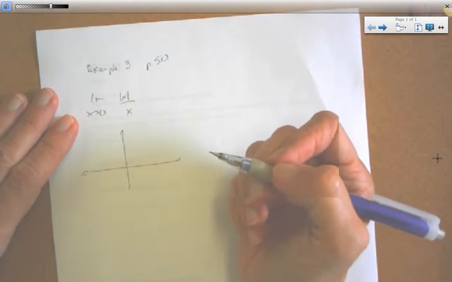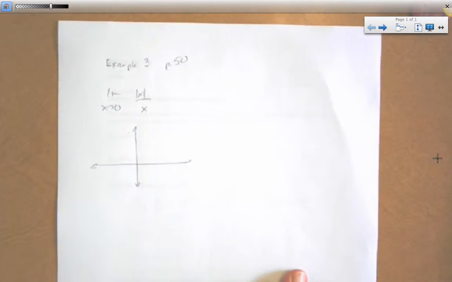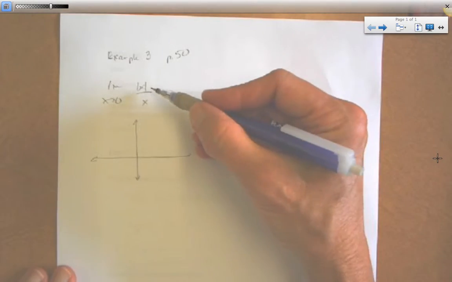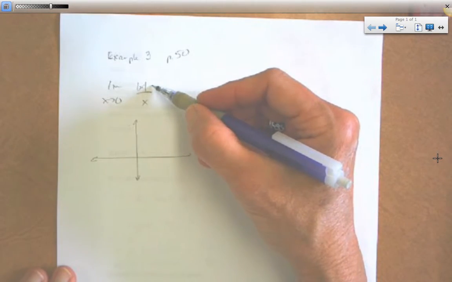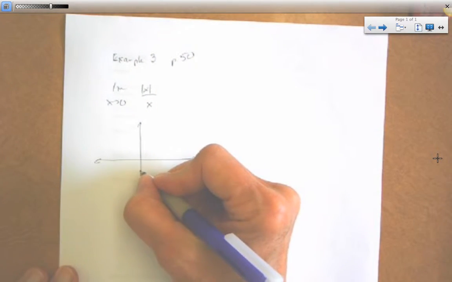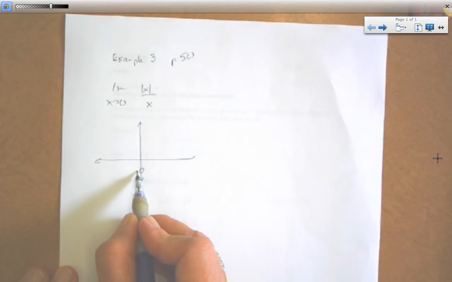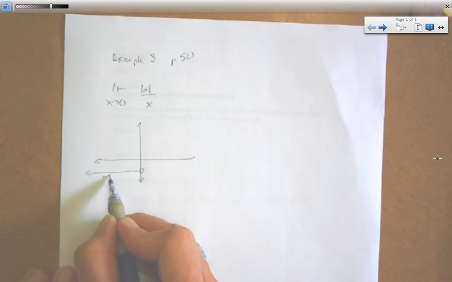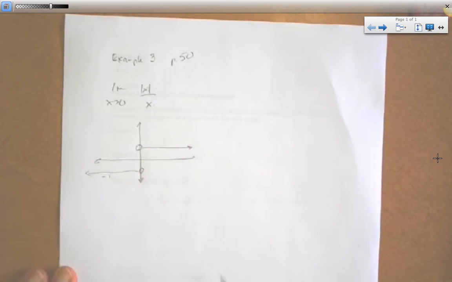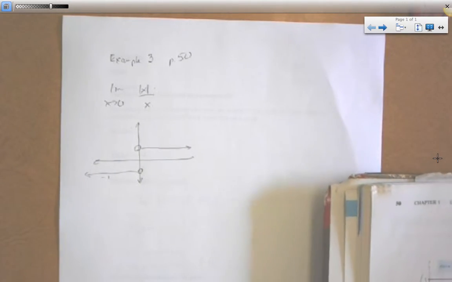We know that x can't be 0, so I'm going to put a hole in the graph at 0. I'm going to figure out what's going on at specific locations. And the numerator always stays positive. But when the denominator is a negative value, that means the whole thing would be negative. And any number over itself is just 1, so all those values are going to be negative 1. And then a positive over positive remains a positive 1. So there's the graph, and you can look on page 50.